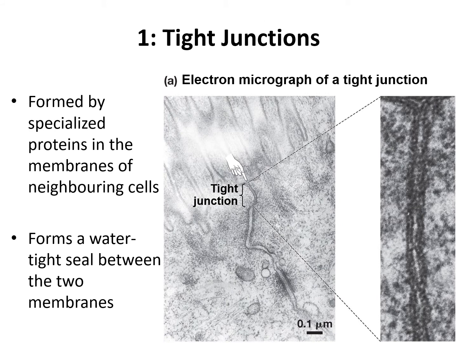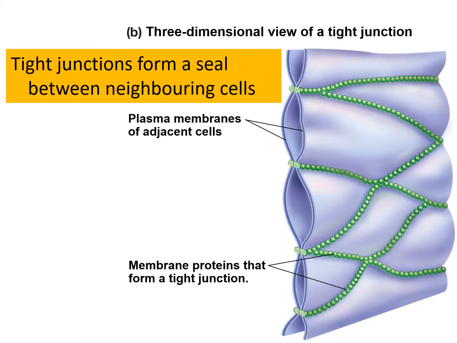Now what this does is it does hold the cells together, but more importantly, it prevents material from moving between cells. So there is a gap between the plasma membranes, and it is filled by components of the extracellular matrix, but that is not waterproof. The extracellular matrix is not waterproof. This tight junction is watertight. And this is what that looks like. It almost looks like stitching. So we have two plasma membranes here. We have rows of proteins that are embedded in the membranes that are coming together and forming this watertight seal.